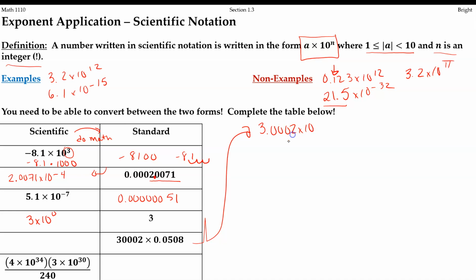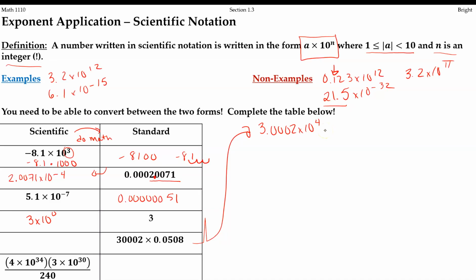3.02 times 10 to the fourth, and then times 5.08 times 10 to the minus 2. Now all I do is the math. I can multiply the a's, so multiply the 3.02 and 5.08, and then I'll multiply the 10 to the fourth and 10 to the minus 2. That's really easy for me to do because that's just plain old adding exponents. 10 to the 2.